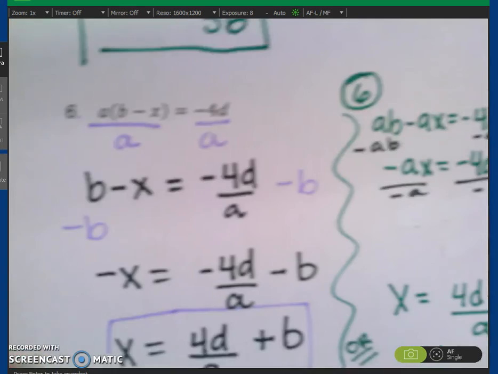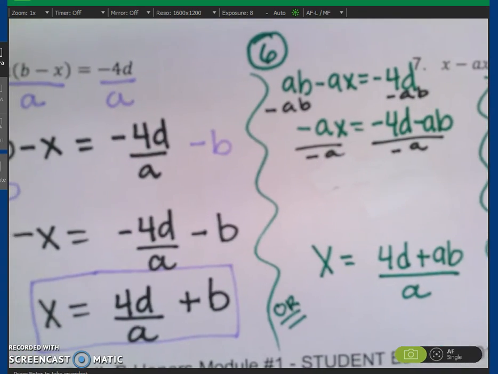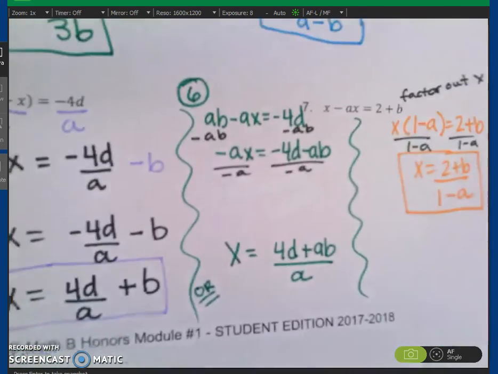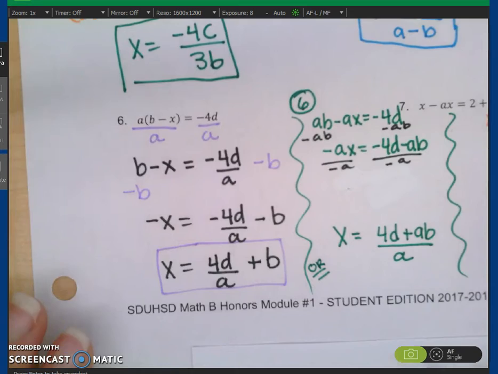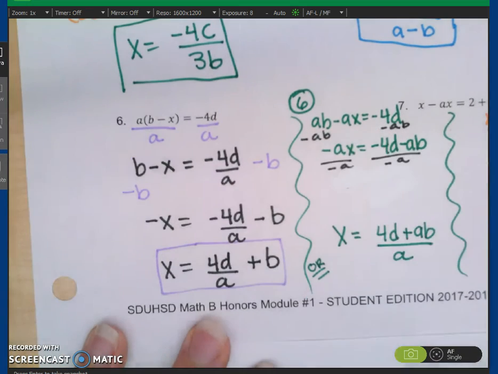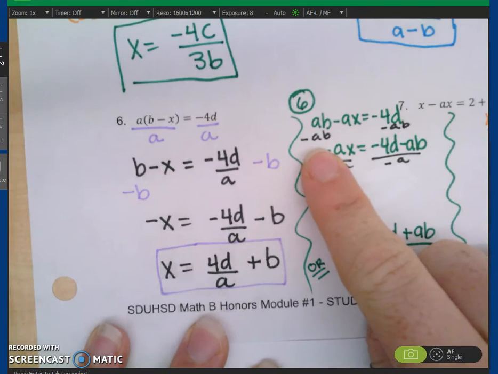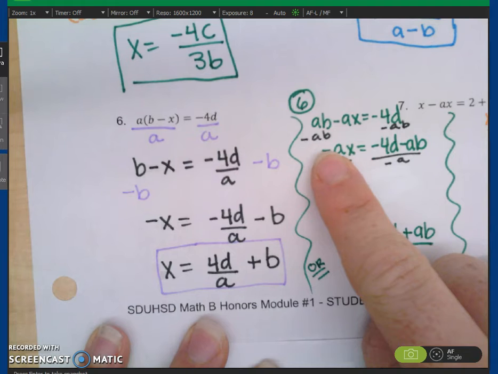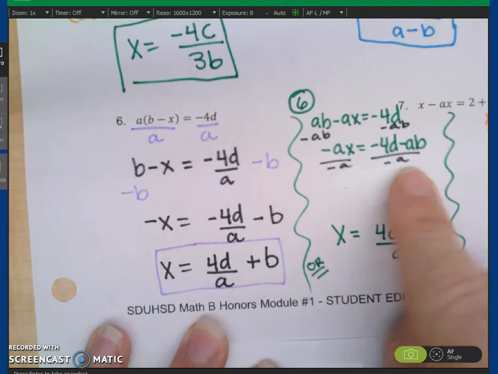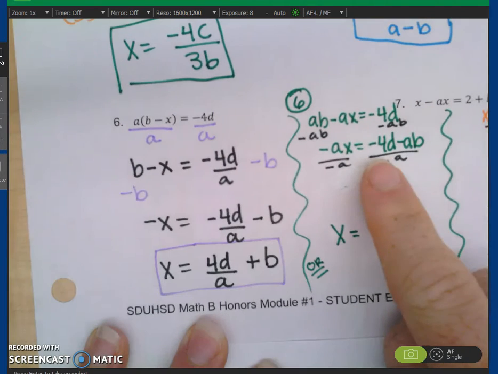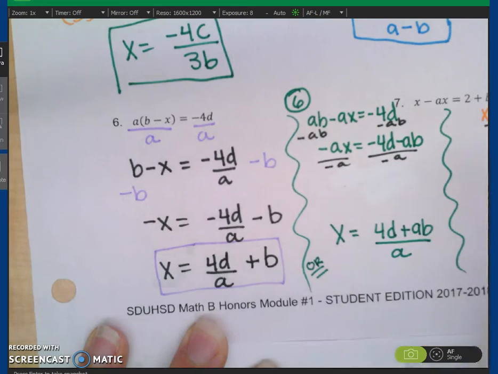Some of you might have solved it slightly differently if you distributed the a first. Then we had to subtract ab on both sides. Then divide both sides by -a. And when you do that, remember a negative divided by a negative is a positive, and that's how you get 4d plus ab all over a.